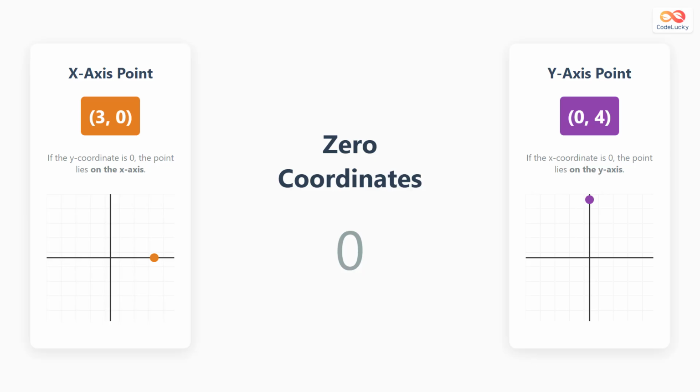Sometimes one of the coordinates is 0. If the y-coordinate is 0, the point sits directly on the x-axis, like the point (3, 0). If the x-coordinate is 0, the point sits on the y-axis, like the point (0, 4). These points do not belong to any specific quadrant.